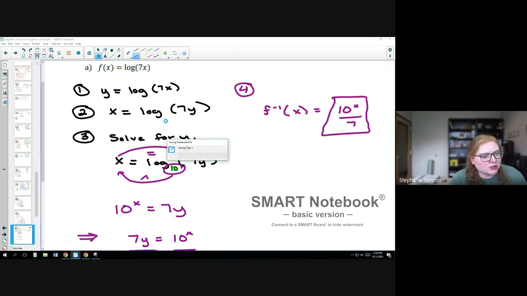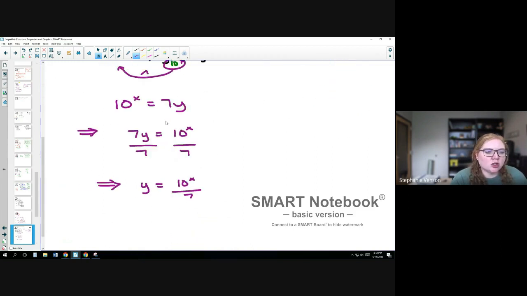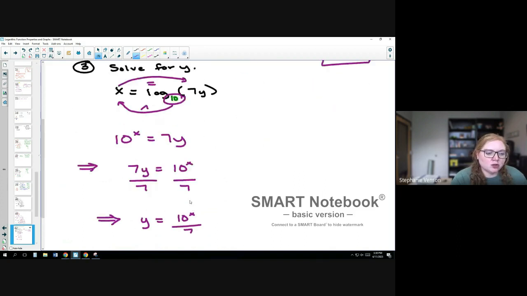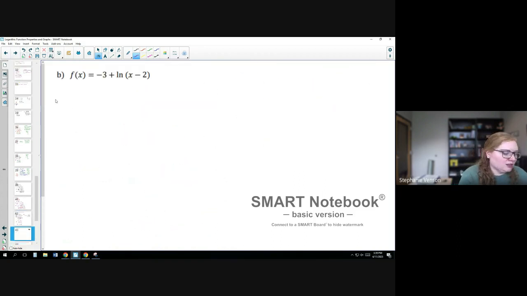So same 4 steps, but we had to learn about logarithms in order to do step 3, which is solving for y. So let's see it again in example 11b, and then we're going to bounce back to example 2 and finish up finding that inverse. Because if you'll remember, we tried to do that in the beginning of the lesson, and we got stuck because we hadn't learned about logarithms yet.